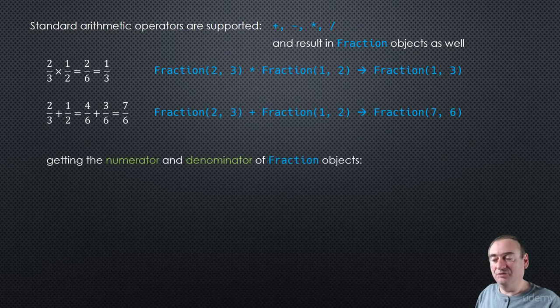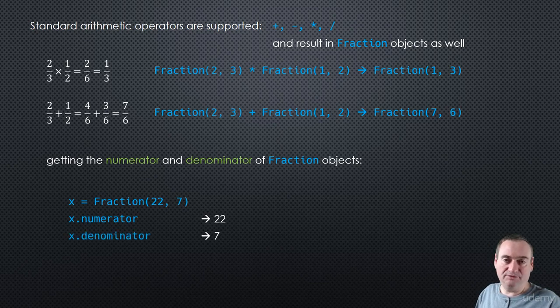Now we can also recover the numerator and the denominator of the fraction objects by using the numerator and denominator properties of our fraction object. So for example, let's say we have Fraction(22, 7), then x.numerator will return 22, it will be an integer, and x.denominator will also be an integer, and in this case it will return 7.